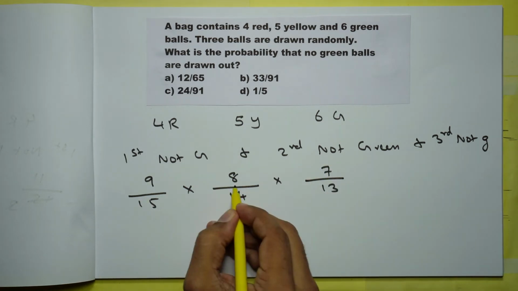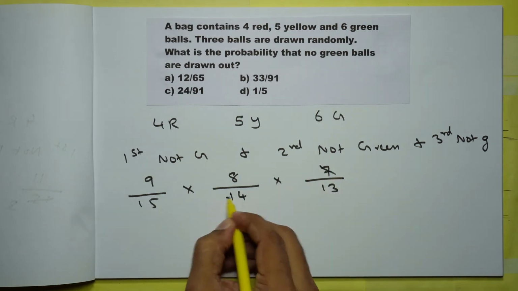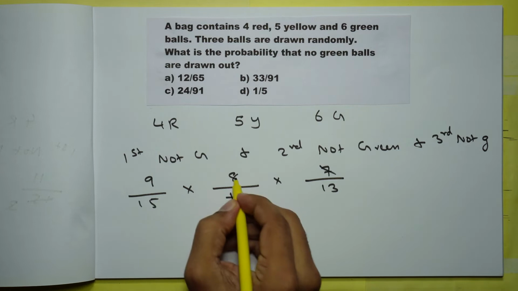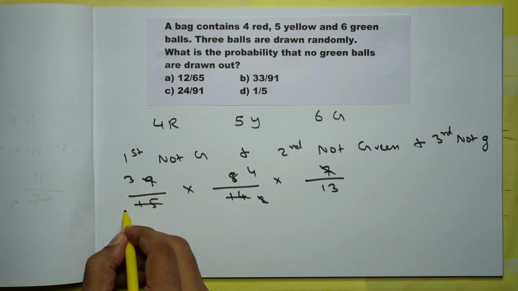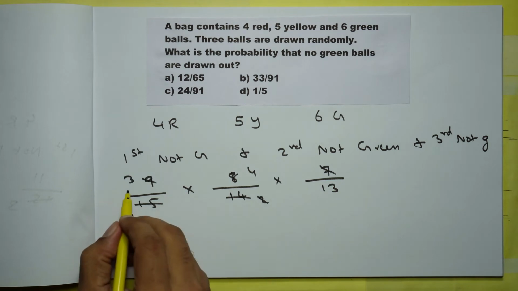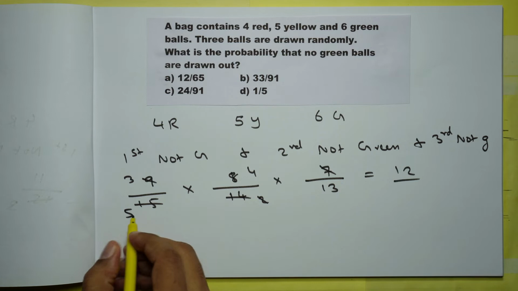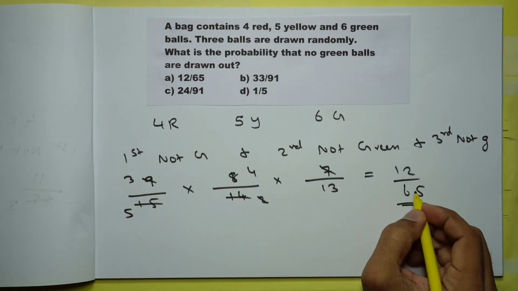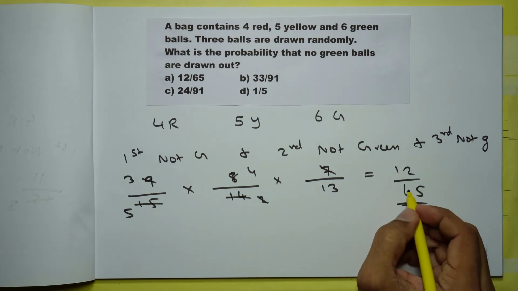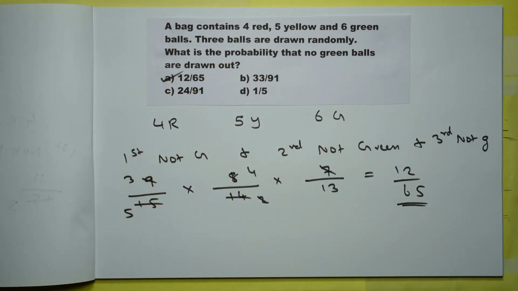So this and this and this. So let us just simplify. Here 7 divides 2 times, 2 divides 4 times, 3 divides 3 times, here 3 divides 5 times. So here we have 3 into 4 is 12 and in the denominator 5 into 13 gives you 65. So 12 by 65. This is the probability that no green balls are taken out. Hence option A, 12 by 65, option A.